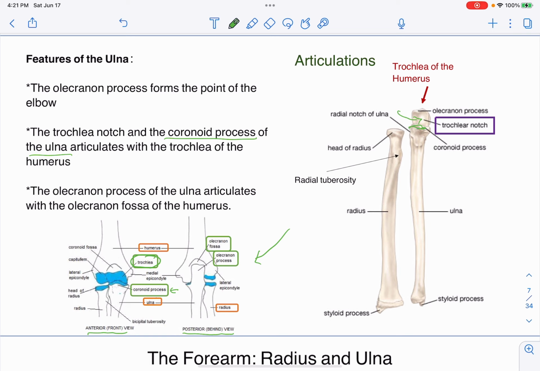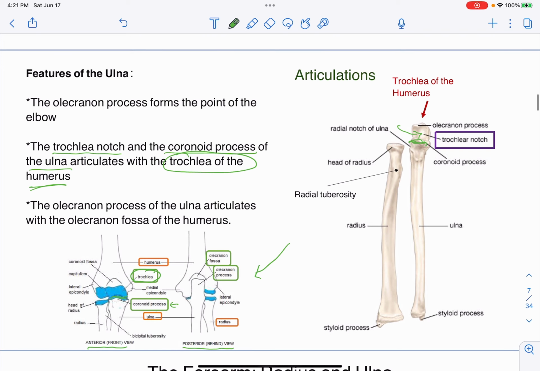So this lip right here is also going to articulate with the trochlea of the humerus, which is what I have spelled up here. So the trochlear notch and the coronoid process of the ulna articulate with the trochlea of the humerus. It is really important to understand how these bones articulate with each other and have a good understanding of what features are coming into contact with the other bone.